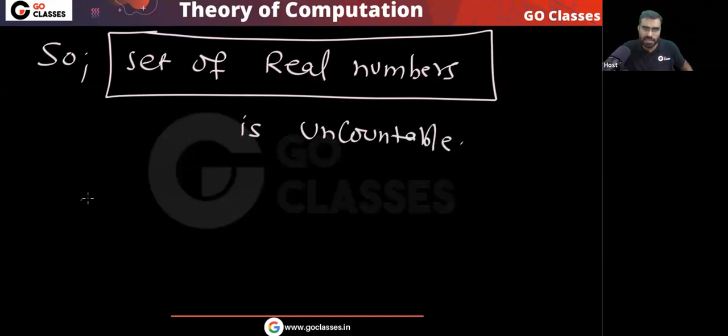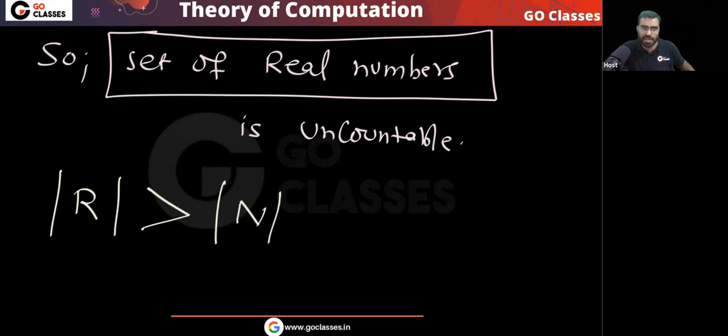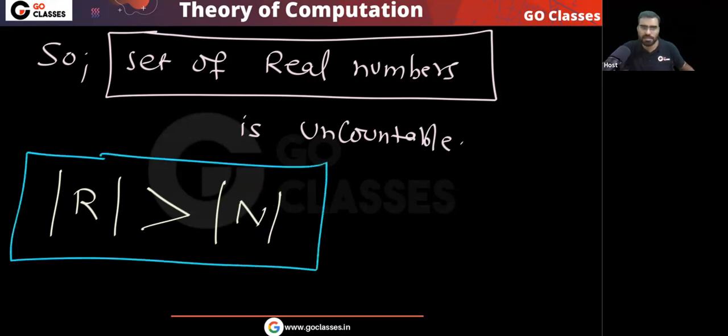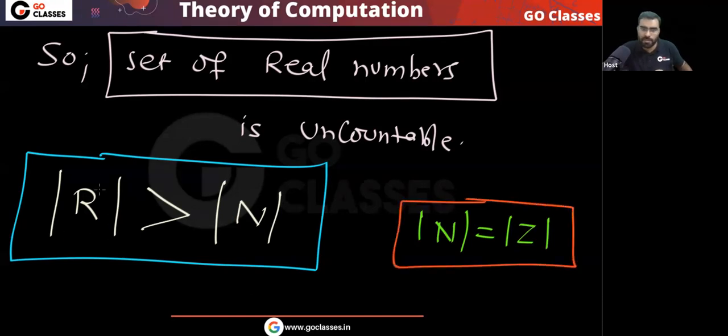This infinite set has a size much bigger than the size of this infinite set. This is what we have done. But remember, the size of this infinite set is the same as the size of this infinite set. But the size of real numbers is much bigger than the size of natural numbers. This is what we have proven. Did you understand the proof?